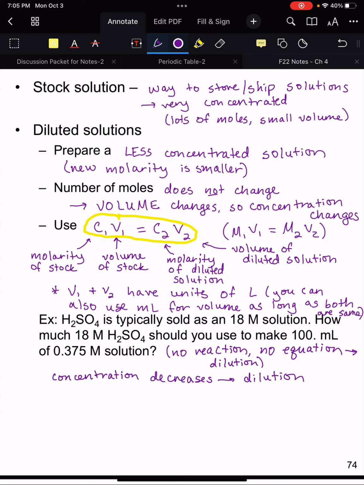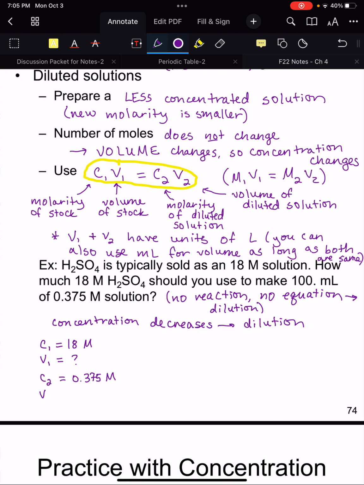So let's think about what's going on. We know that our starting concentration is 18 molar. We don't know the starting volume, so we need to figure out how much of it we need. We know that our ending concentration is 0.375 molar, and we know that our ending volume is 100 mils. So that means that the units for V1 will also be in milliliters.